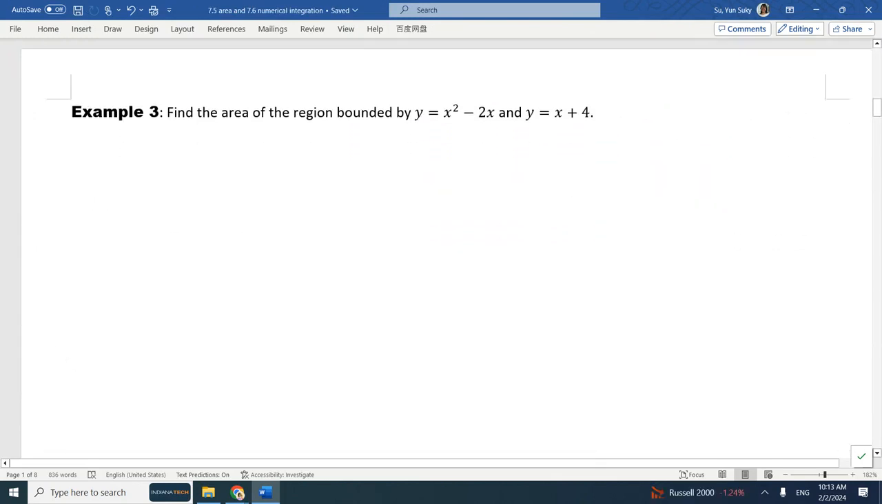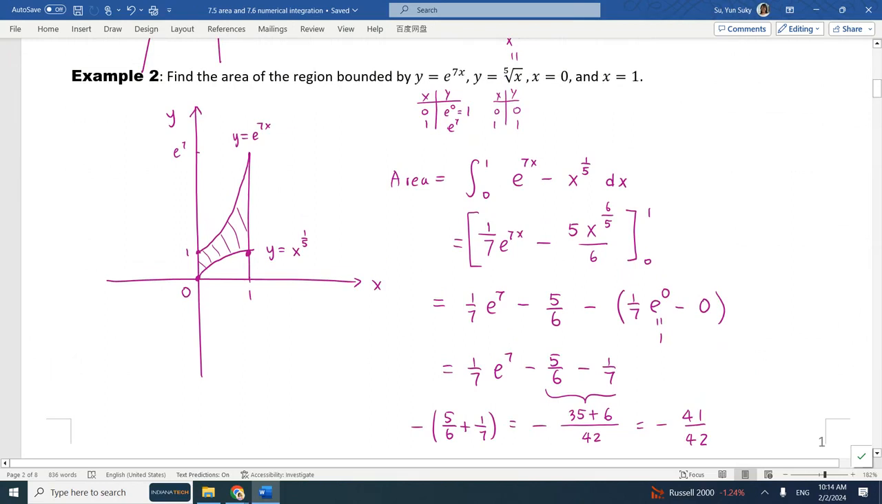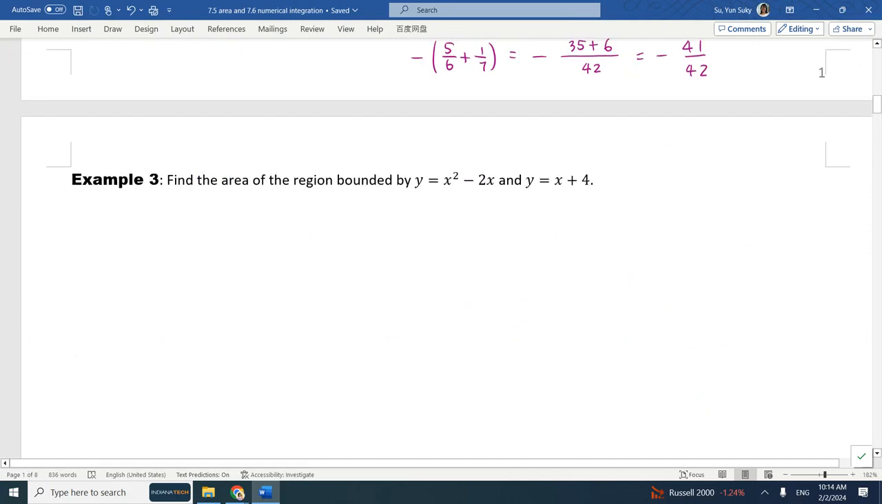Example 3. Find the area of the region bounded by those two graphs. Okay, so this problem is harder because, unlike the previous problem, which tells us the x is from 0 to 1, this problem does not tell us where to start and where to end. We have to figure out the intersection points.